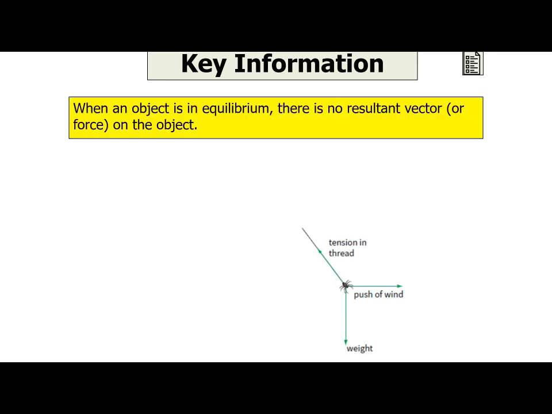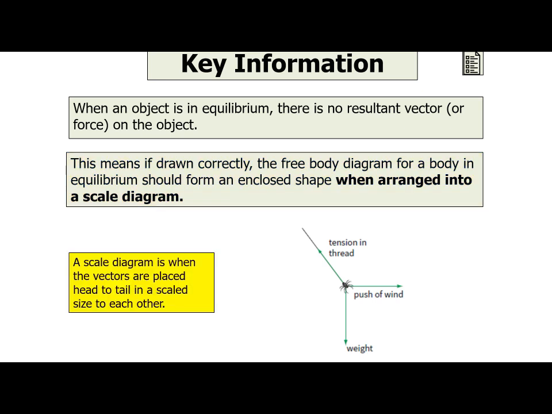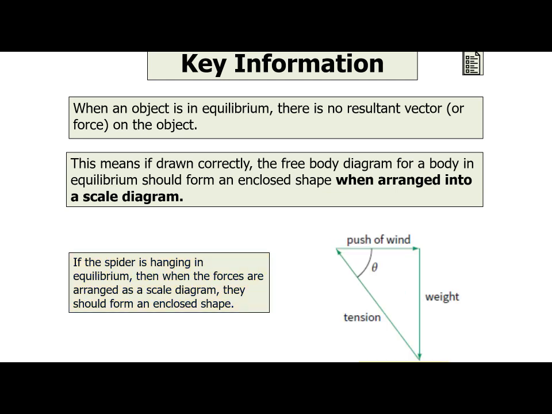Now, when an object is in equilibrium, there is no resultant vector or force on the object. This means, if drawn correctly, the free body diagram for a body in equilibrium should form an enclosed shape when arranged into a scale diagram. Now, a scale diagram is when the vectors are placed head to tail in a scaled size to each other. So in this example, if the spider is hanging in equilibrium, then when the forces are arranged as a scale diagram head to tail, they should form an enclosed shape, as shown here.